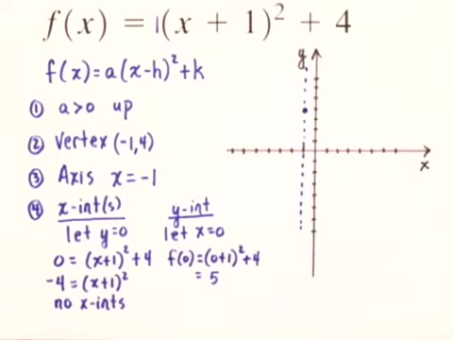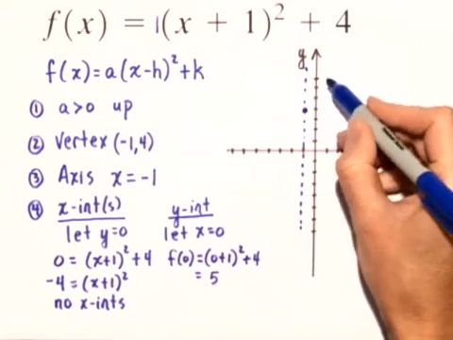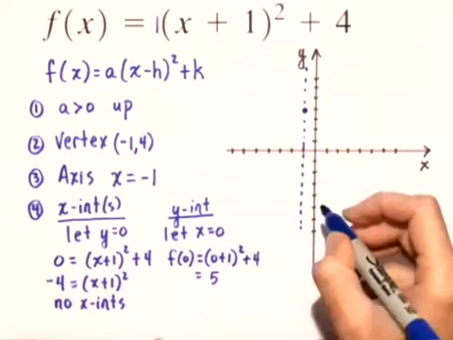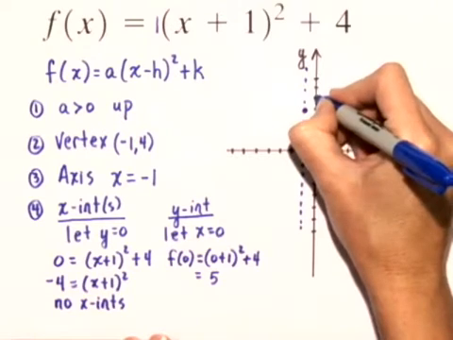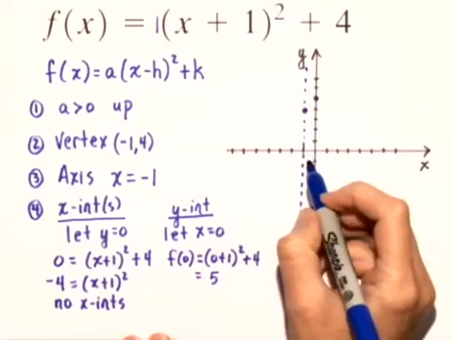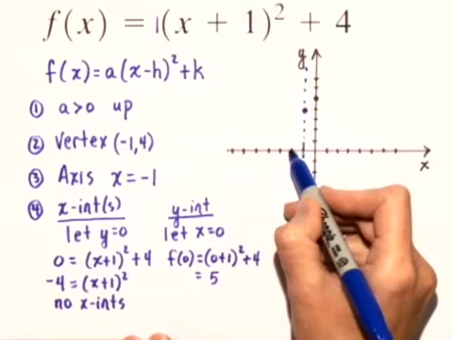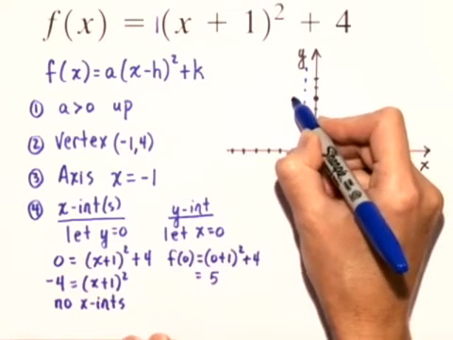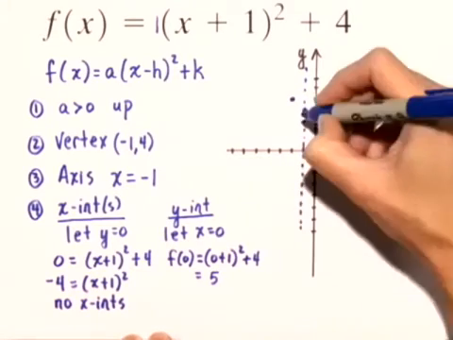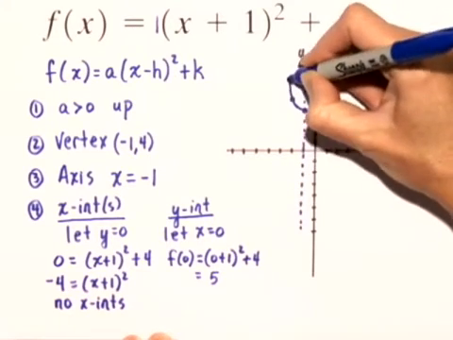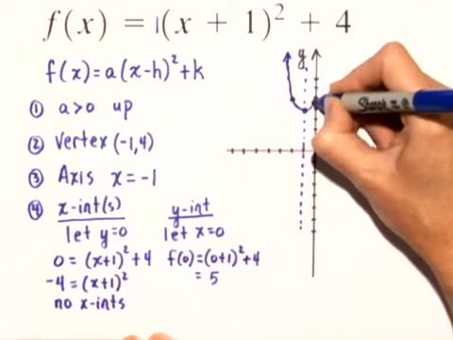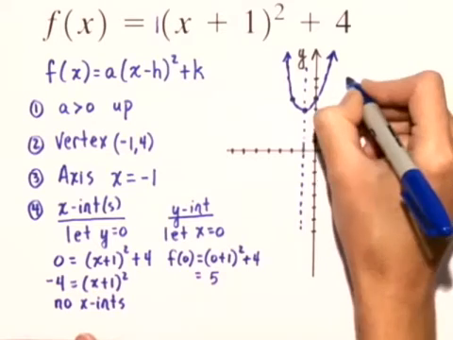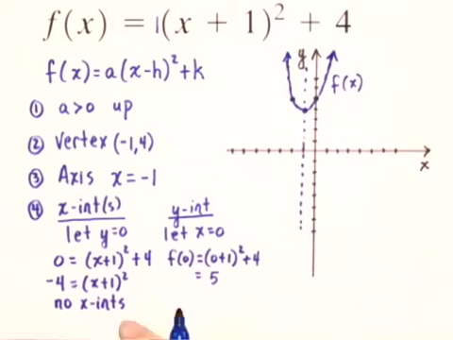We also know that this quadratic function opens up, which is why there are no x-intercepts. We know the y-intercept is at 5, and by symmetry we'll have another point on the other side of the axis of symmetry at negative 2, 5. And now we can sketch this quadratic function. And this is a graph of f of x.